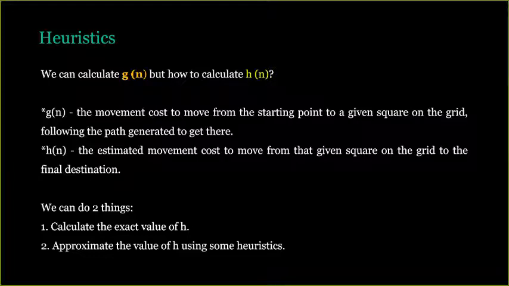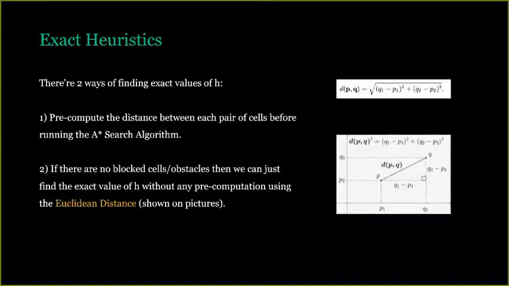And the second one is approximating the value of H using some heuristics. So let me give you some details on these 2 approaches. Talking about exact heuristics, there are two ways of finding the exact value of each function. The first one is pre-computing the distance between each pair of cells before running the A-star search algorithm. But as you understand, the complexity of this calculation will grow accordingly to the amount of the cells you have.